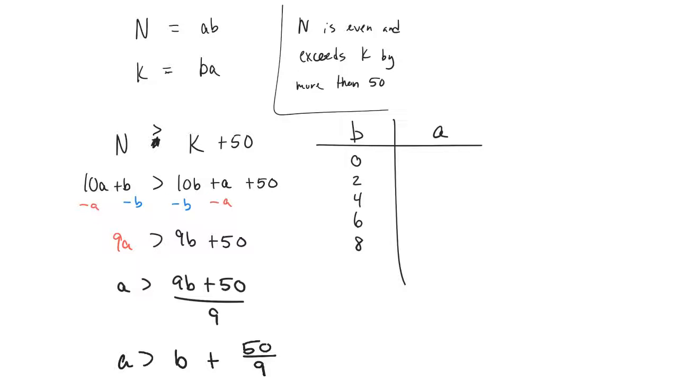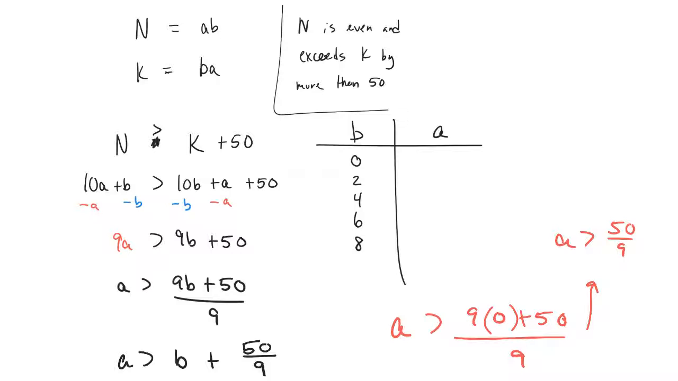When I plug a 0 into this function, so let's do it together, we get A is greater than (9 times 0 plus 50) all over 9, which means that A is greater than 50 ninths. And 50 ninths is 5 and change. So A has to be greater than 5 point something. So A could be 6. What else could A be? 7, 8, or 9.